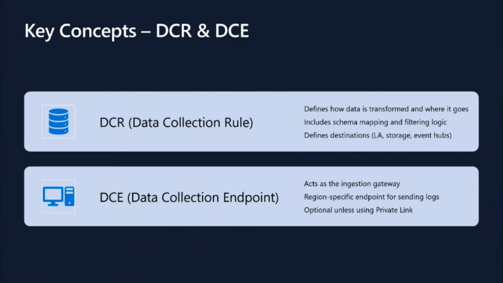Another key concept comes into play if you're doing very secure transmissions of data, especially if you're using Private Link. A DCE is going to be required if you're using Private Link. It acts as a very secure ingestion gateway, and it's a region-specific endpoint for receiving those logs. If you're not using Private Link, you can generally think of the DCE as optional. And in the log ingestion API sample I'm going to show, I haven't provisioned a DCE.